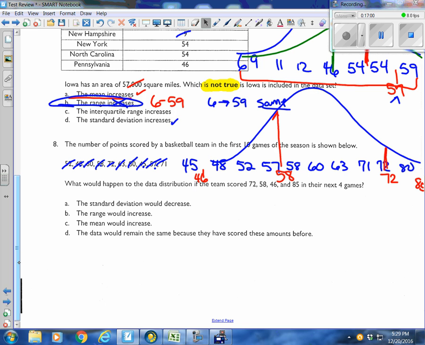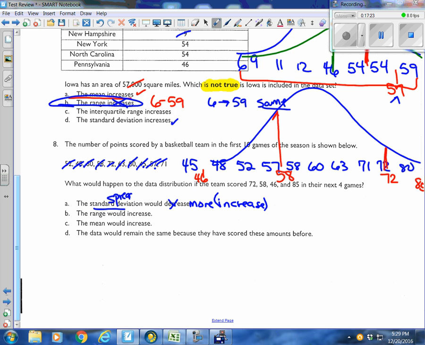The standard deviation would decrease. Remember, standard deviation is how much it's spread out. Well, if I have to push my graph to include 85, that's going up bigger. So I'm actually going to spread it out more. So this would be an increase. So obviously, A is not it.